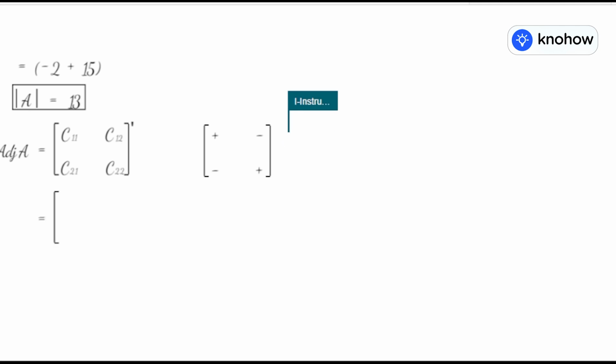Now for C11 you delete the row and column through -1, take the opposite number 2 with the same sign, so it is 2. And similarly for C22 take the opposite number, which is -1, with the same sign. At least the diagonal elements we can obtain simply by interchanging them.